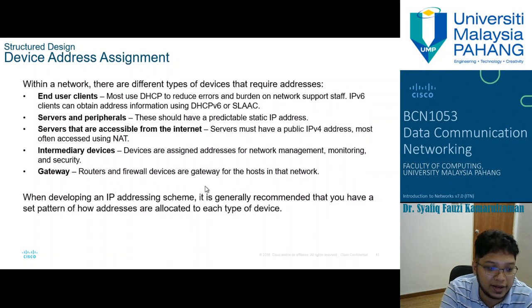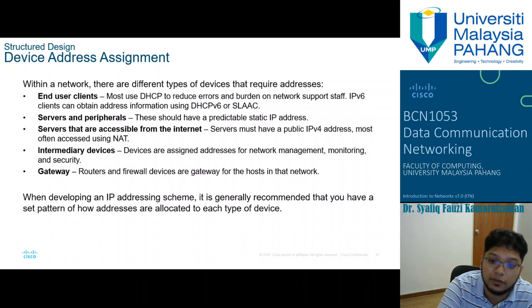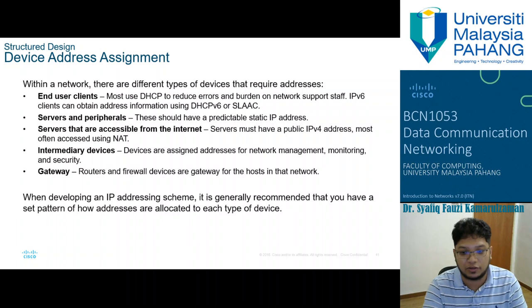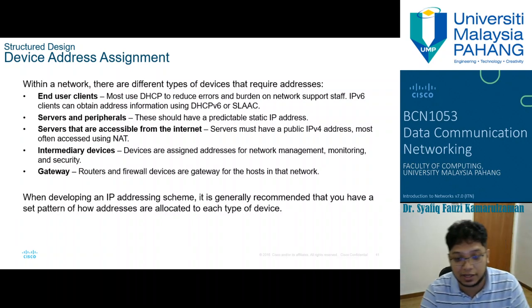Within a network, there are different types of devices that require addresses: end user clients, servers and peripheral servers that are accessible from the internet, and intermediary devices and gateways. When developing an IP address scheme, it is generally recommended that you have a set pattern of how addresses are allocated to each type of device. There is a bit of calculation involved in subnetting and VLSM, and I will do a separate video for that. I hope you will remain with the course so that I can demonstrate further how to conduct subnetting and VLSM subnetting.